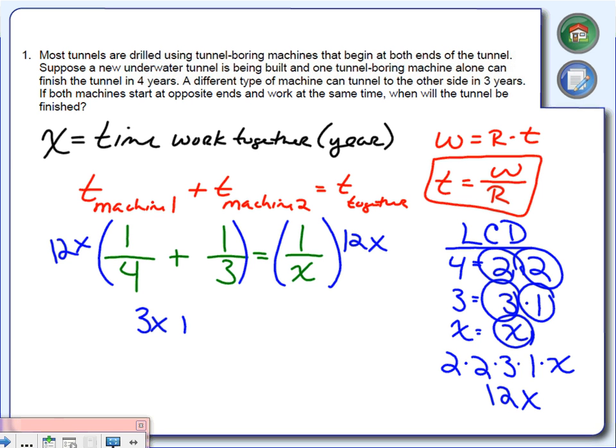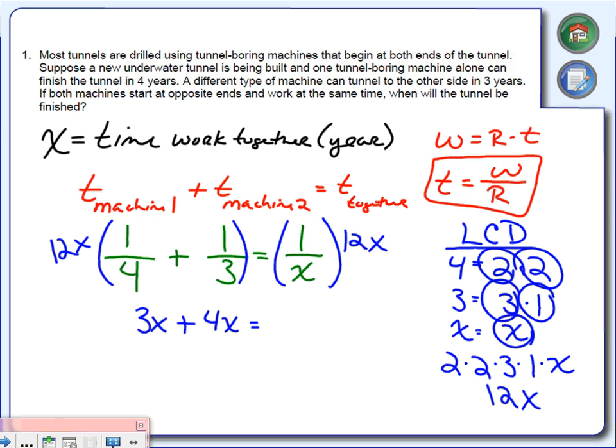Let's do that again. 1/3, that's our next fraction. Notice how 3 will also go into 12. How many times does 3 go into that 12 right there? 4 times. So now I have a 4x. And when I multiply that 4x times this 1 over here, I'm going to end up with a 4x. So right now I have 3x plus 4x.